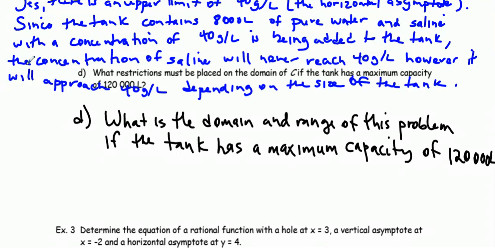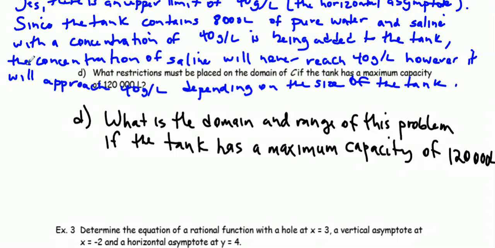Okay, what restrictions must be placed on the domain of C if the tank has a maximum capacity of 120,000 liters? I really think this is a confusing question in terms of the way it's worded. Do you mind scratching it out and putting in what is the domain and range of this problem if the tank has a maximum capacity of 120,000 liters? I think that's clearer. You're really just finding the domain and the range.